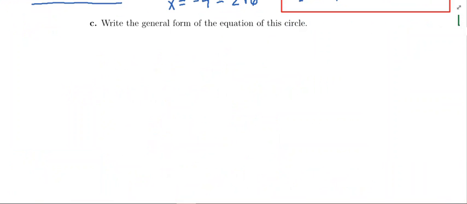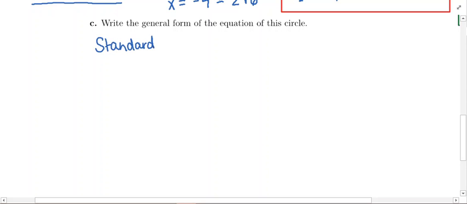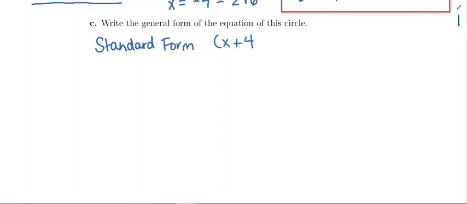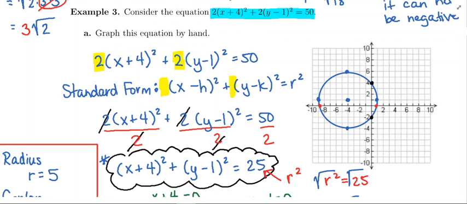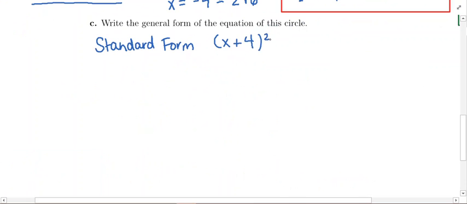So the standard form, which is not the general form, but the standard form of the equation of this circle is going to be x plus 4... I think that's it. Let me double check. Yes, (x plus 4) quantity squared plus (y minus 1) quantity squared is equal to 25. So we're asked instead to write down the general form of the equation of this circle.